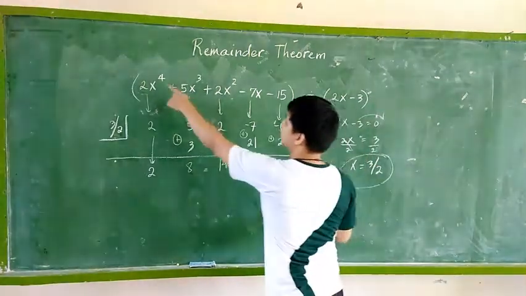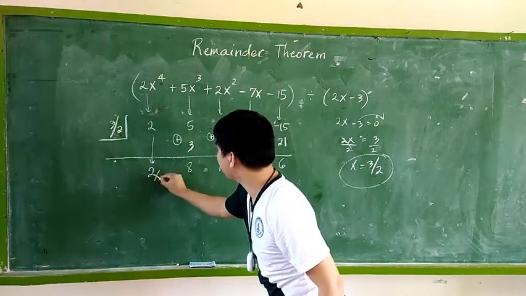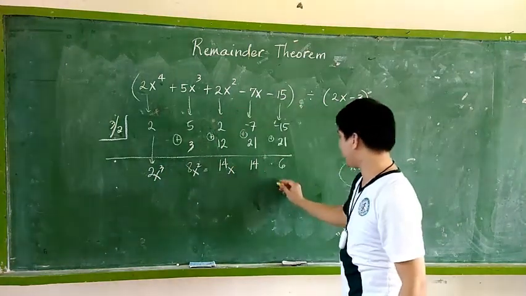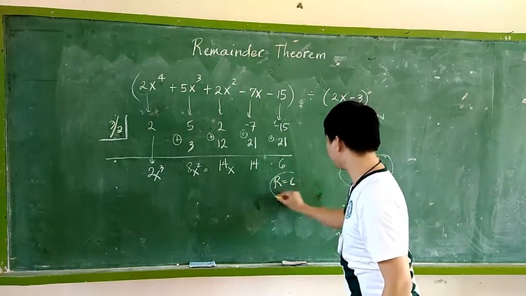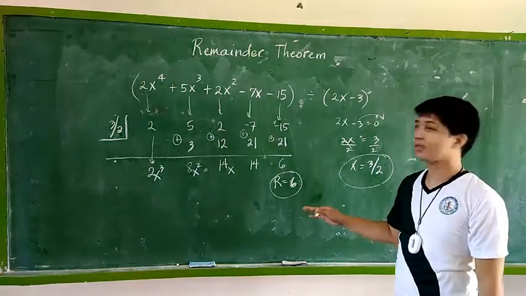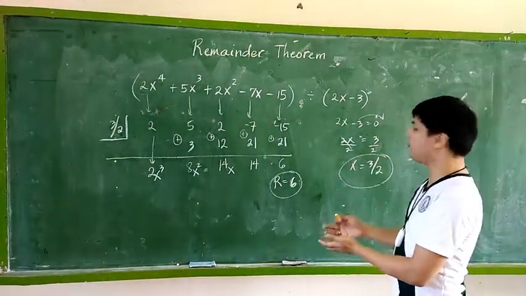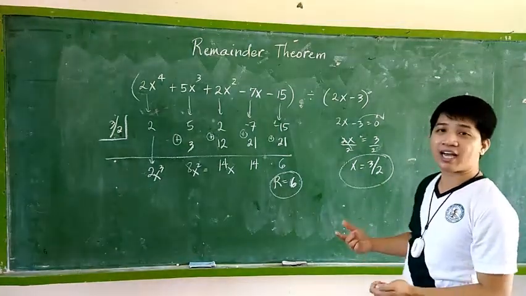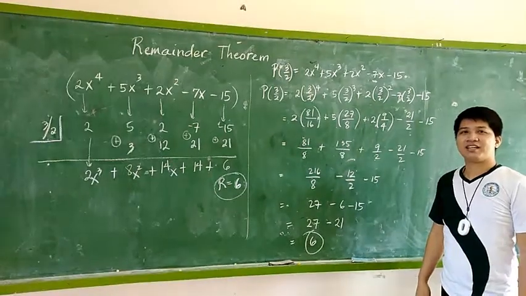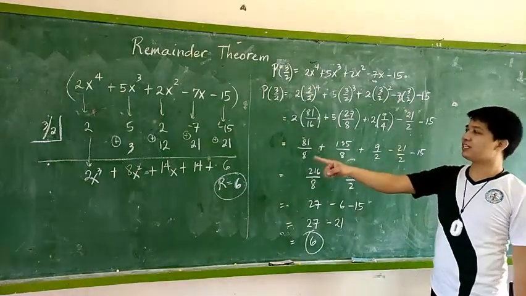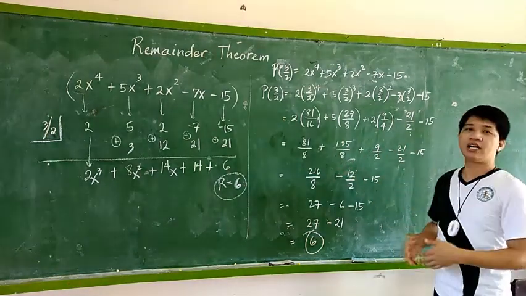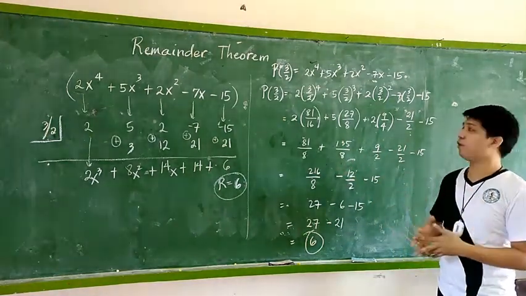So again, less a degree, so this will become x cubed, x squared, x, and our constant. And again, this one is our remainder, which is 6. Okay? So that's for synthetic division. Now, we will be using the substitution method. So after using the synthetic division, we will now use our second method, which is the substitution method, or calculating for the P of r.